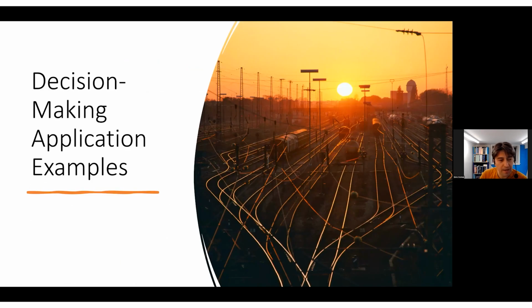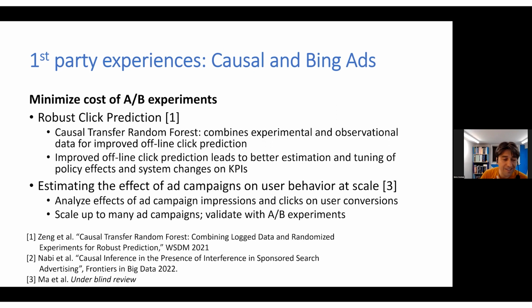At this stage, I'll transition to the third part of the talk, just touching briefly on some of the decision-making application examples or scenarios that we've been seeing people apply these methods for. I'll just say in one slide, our own first-party experiences were the most advanced in applying these causal methods to advertising in Bing Ads. We're motivated by the desire to minimize the cost of A/B experiments in these scenarios and to enable us to run large numbers of virtual A/B experiments, you might say.